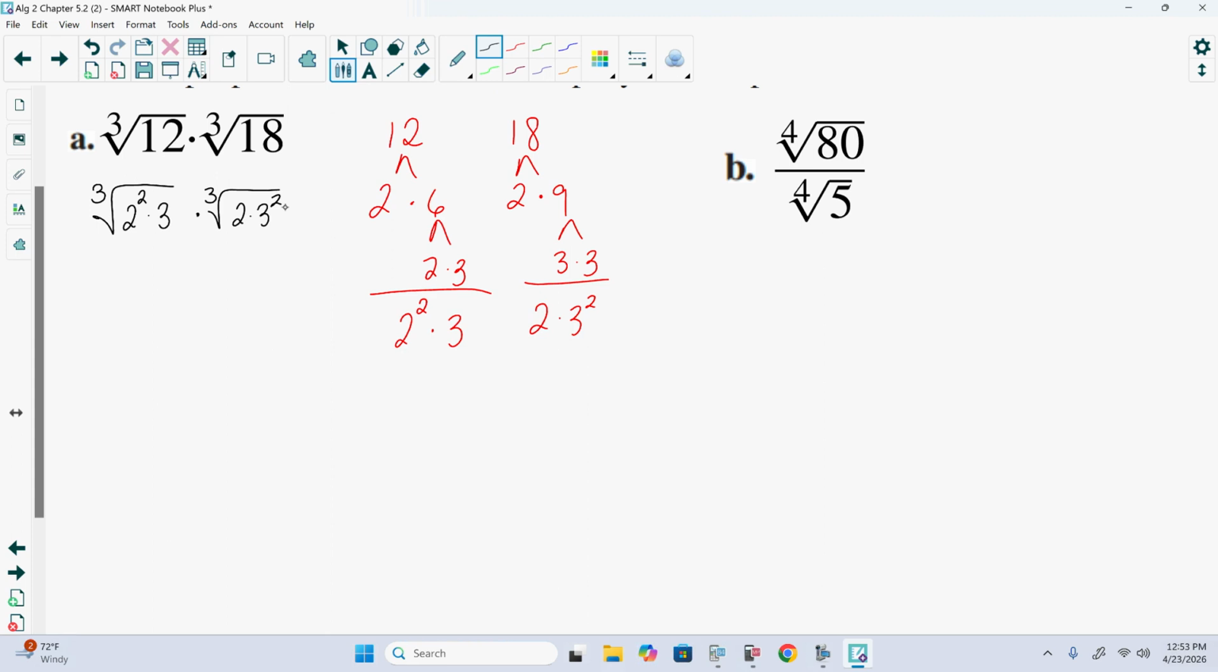And the reason I do this is because we're looking at cubics. We're trying to see what times itself 3 times is part of these, or factors of these 2 numbers, that can be represented as a number times itself equal to the index, equal to what root we're taking. 12 does not have a cubic, or a number times itself 3 times as a factor, and the same is true for 18. We can't reduce either one. However, according to our product property of radicals, we can multiply what's inside those radicals together.